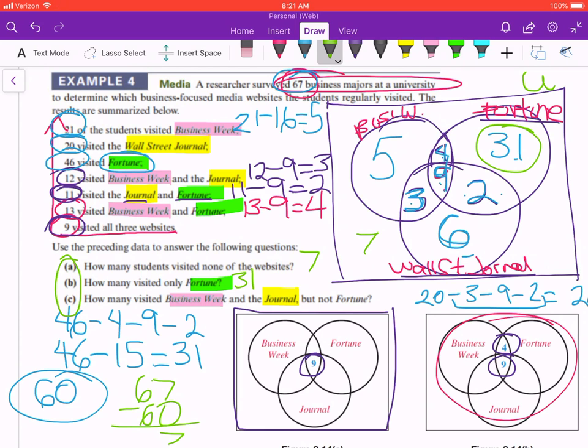For part C, we have how many visited Business Week and the Journal, but not Fortune. So for Business Week and the Journal, we will be looking at this intersection only, because they clarified they don't want Fortune. If they had asked just Business Week and Journal, we could have said 3 plus 9, which is 12. But they specified take Fortune out of the picture, and so because of that, the answer is just 3. And that is the end of this problem.